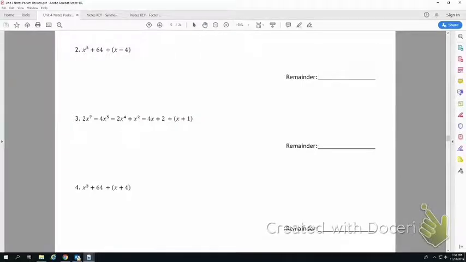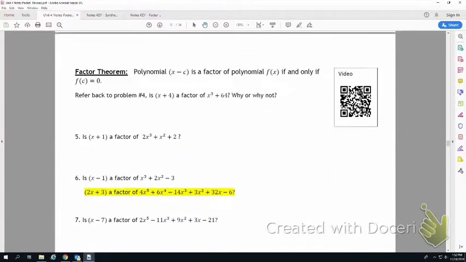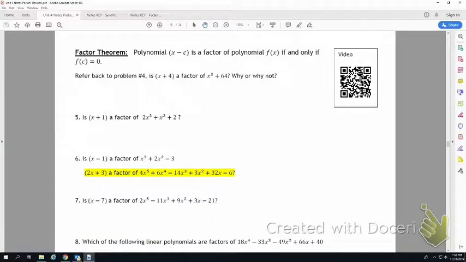So you got that last one, it was 0, so it's x plus 4. Is that a factor of x cubed plus 64? Yes, and that's what the first question back here is asking about. So you can put yes, because there is no remainder.